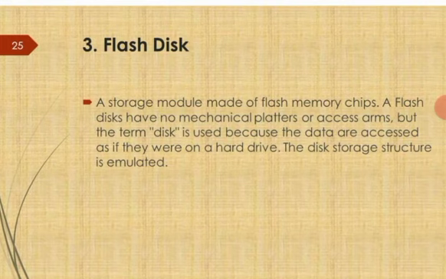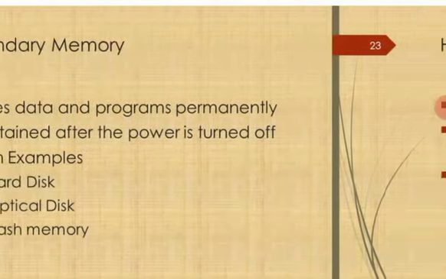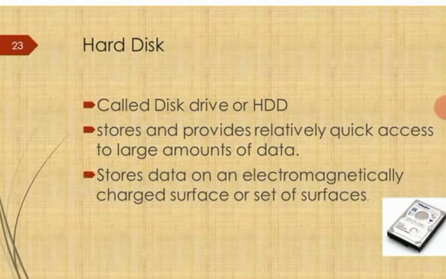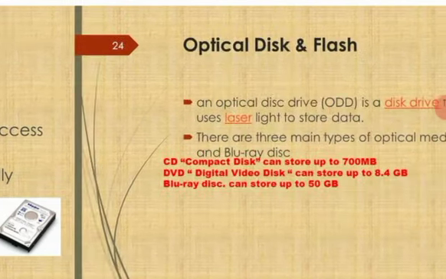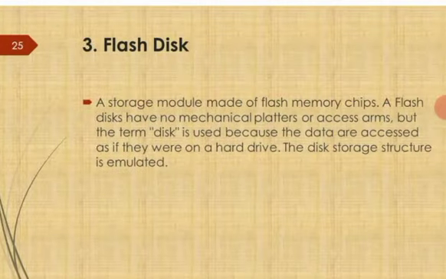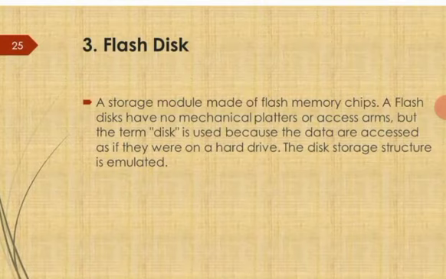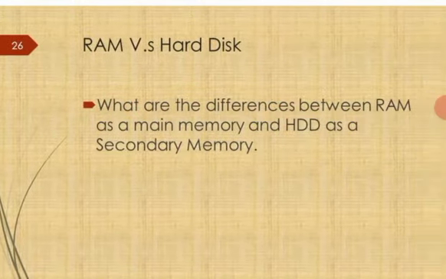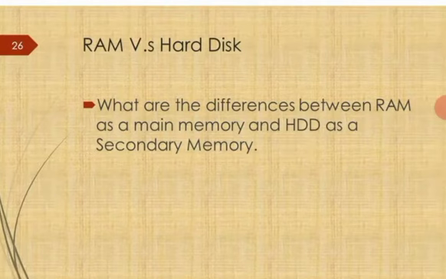The only difference is that the flash disk module is made up of flash memory chips, while we know that the hard disk stores data on an electromagnetically charged surface. So you can see the difference between the two. The disk storage structure of a flash disk is emulated. Sorry. So now let's compare RAM and hard disk.